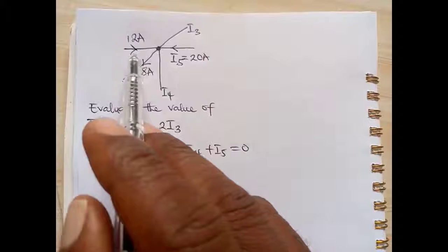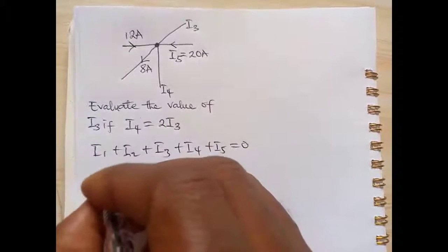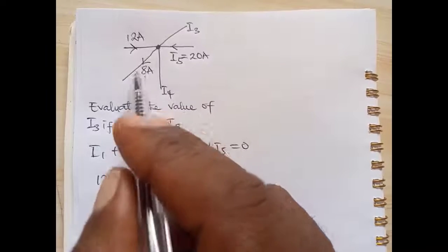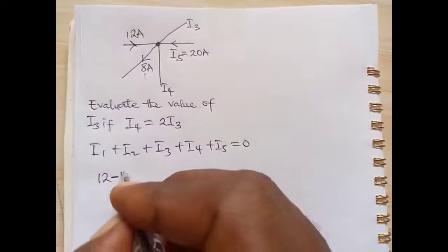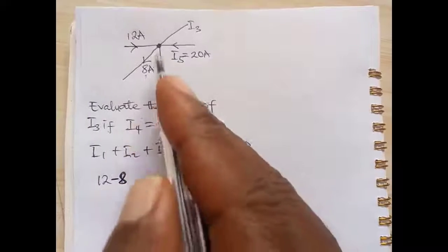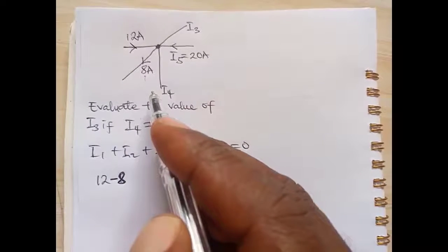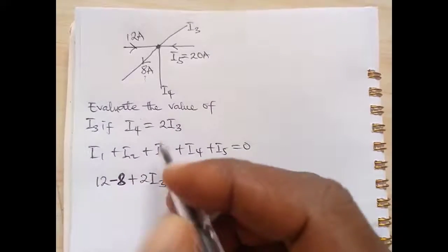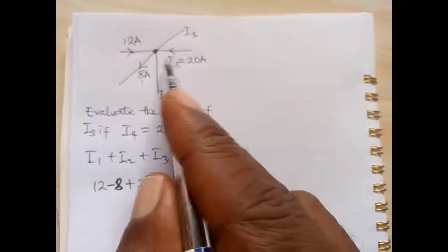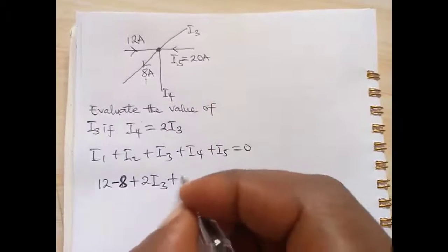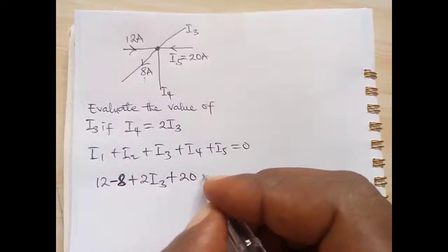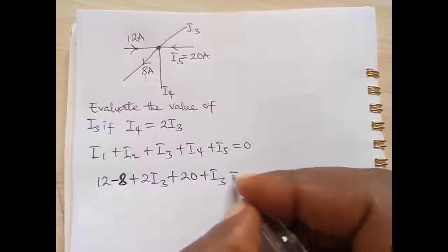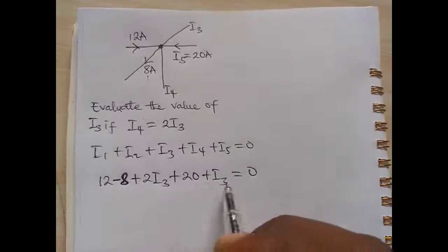Now for I1, this is the direction, so positive 12 amperes. The second one is leaving, so negative 8 amperes. The third one is I3. I4 is actually equal to plus 2I3. The next one is entering the circuit, so plus 20. So then plus I3 equals 0. 1, 2, 3, 4, 5, complete.